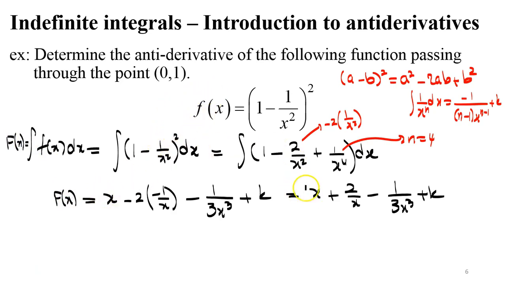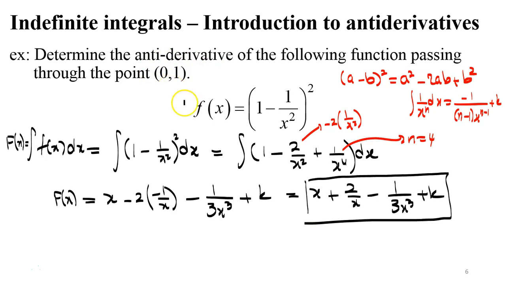So now that I have found my antiderivative, now I need to apply my initial condition, or the particular point I have on the curve, in order to determine the constant. Now if you're not given a particular point, you would just leave your antiderivative in terms of the constant of integration k. However, over here, knowing that this curve passes through the point 0, 1, it means that capital F of 0 is 1.